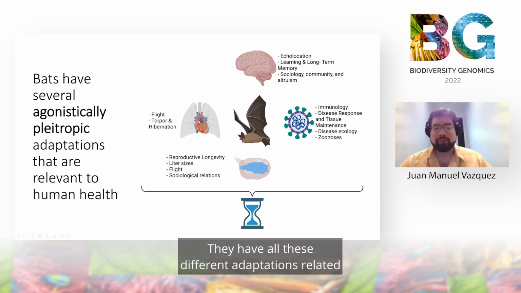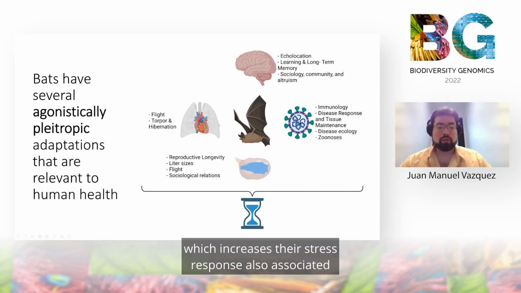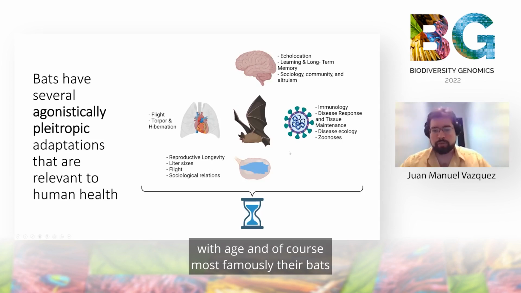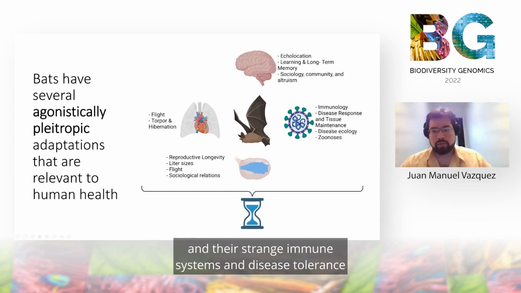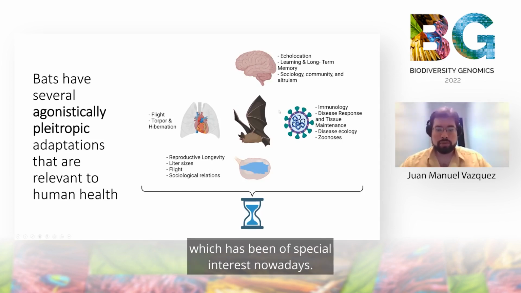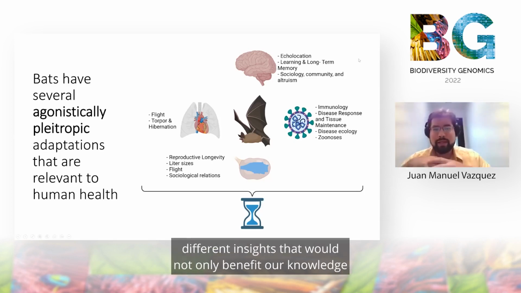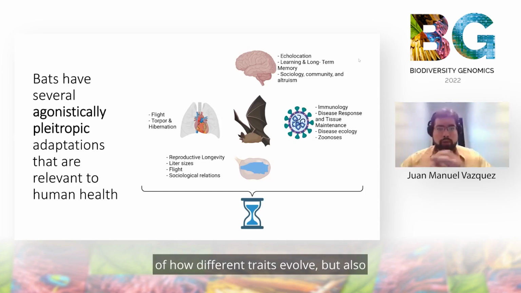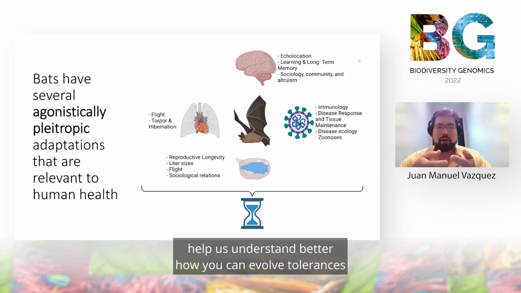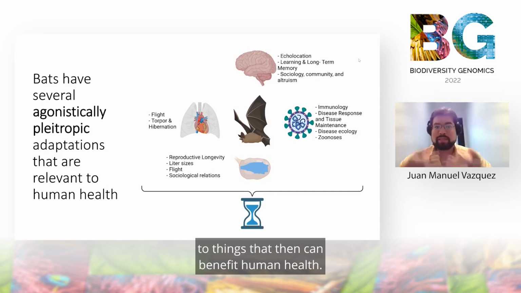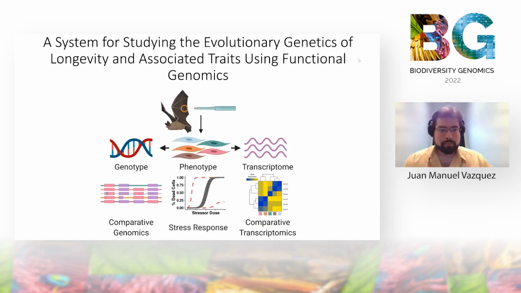They have all these different adaptations related to flight, which increases their stress response, also associated with age. And of course, most famously, bats and their strange immune systems and disease tolerance, which has been of special interest nowadays. All these things together mean that by studying bats, you can get a variety of different insights that would not only benefit our knowledge of how different traits evolve, but also help us understand better how you can evolve tolerances to things that then can benefit human health.